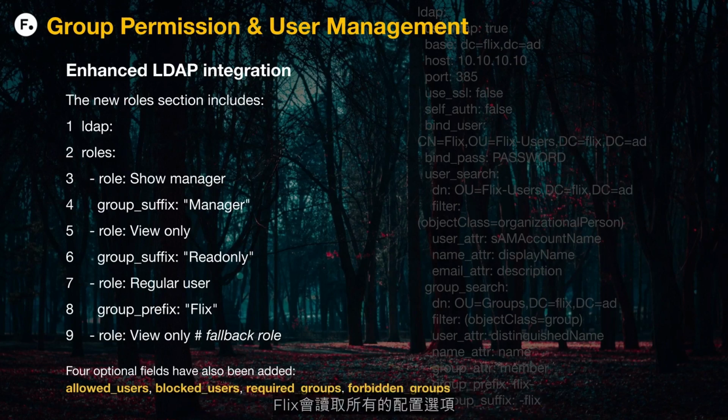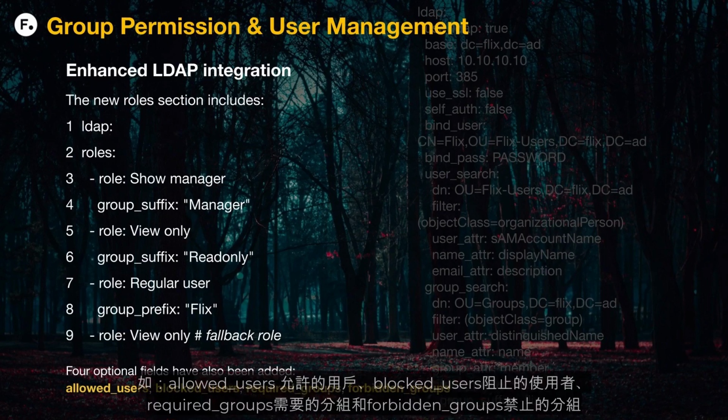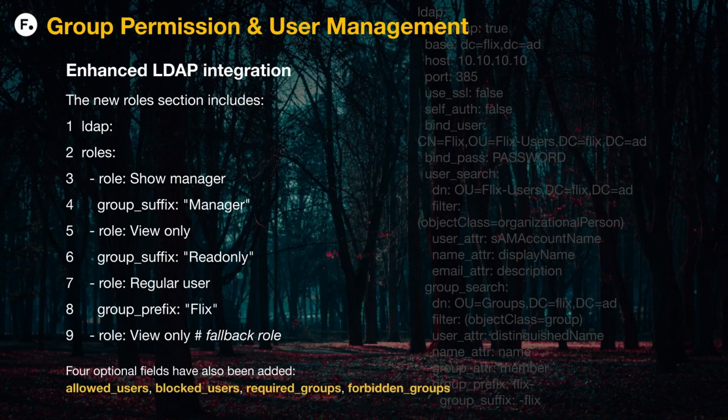Flix reads all configuration options, including LDAP authentication, from a config.yml file. It's stored in the same directory as the Flix server is installed by default. 4 optional fields have also been added: allowed users, blocked users, required groups, and forbidden groups. For more information, please refer to the Flix user manual.